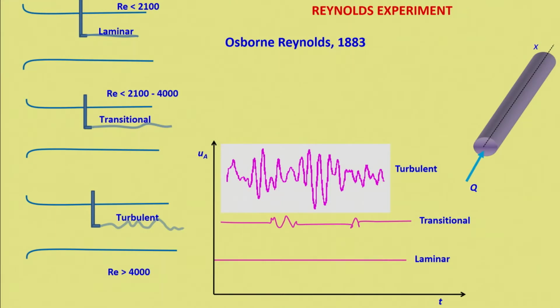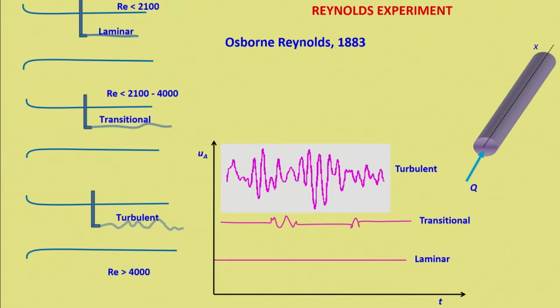Now, for transitional flow, that is for Reynolds numbers between 2100 to 4000, sometimes the flow is laminar, sometimes the flow is turbulent. It is transiting between laminar and turbulent. That's why it is called transitional flow. Now for Reynolds number greater than 4000, the flow is turbulent. The dye is going to dance all the time, so the flow is going to be turbulent.